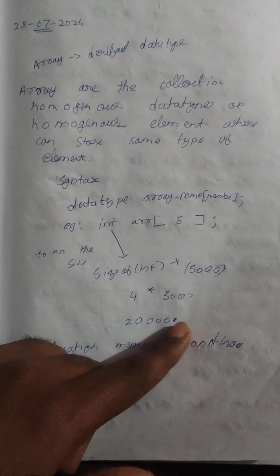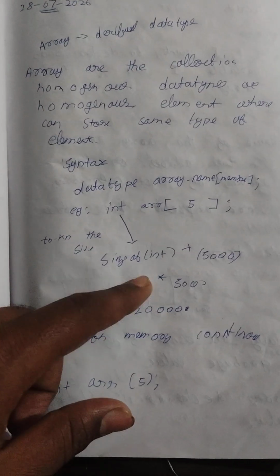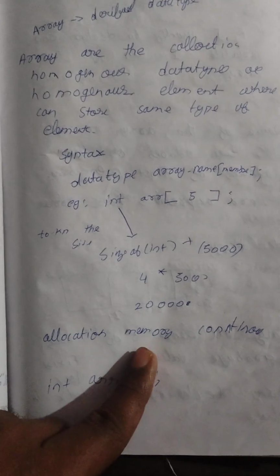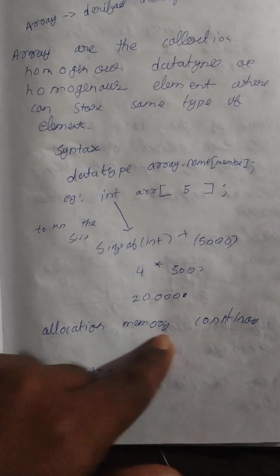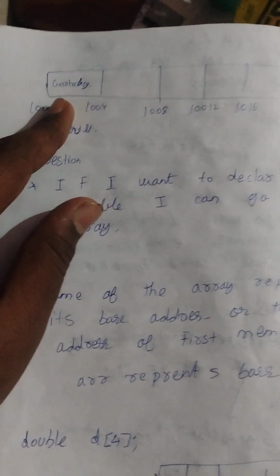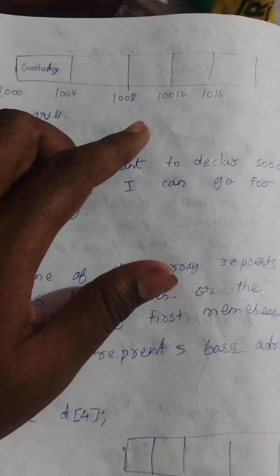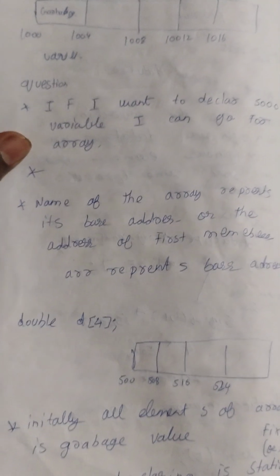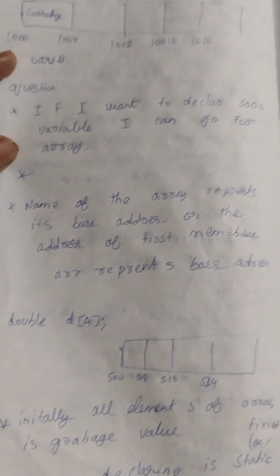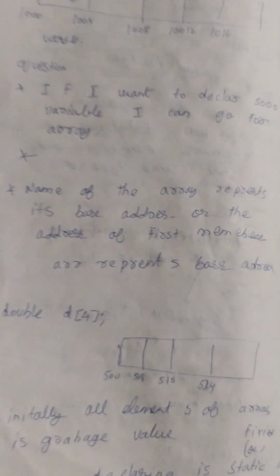So 5000 means 4 into 500, 2000. So the data type value is 2000, and the allocation of memory is continuous, like the address is 1000, 1004, 1008, 1012. It will be continuous like this. So this is how. And the question is, if I want to declare 5000 variables, I can go for an array.